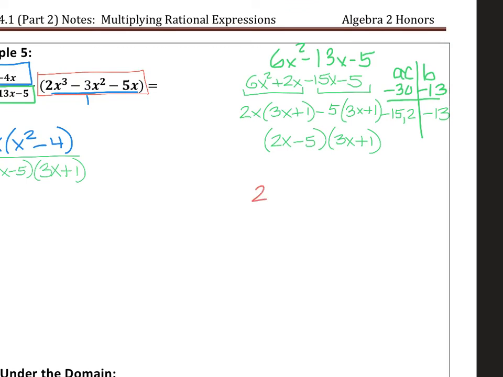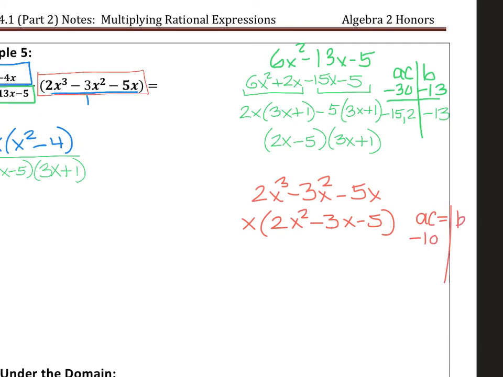So I have 2x cubed minus 3x squared minus 5x. And I can see that an x can be taken out of every term. And that will give me 2x squared minus 3x minus 5 left. And I have a quadratic here where a does not equal 1. So I'm going to have to find my factors over here. A times c equals negative 10. And our b equals negative 3. I'm looking for factors of negative 10 that sum to negative 3. And I have negative 5 and positive 2.